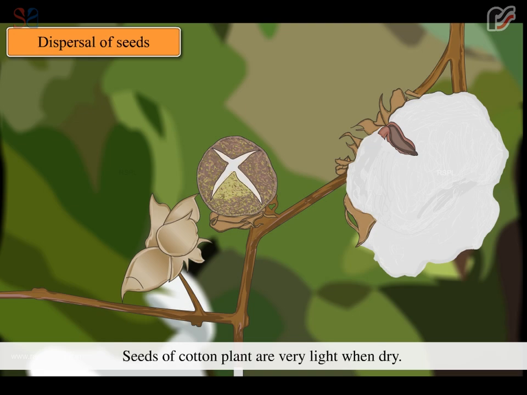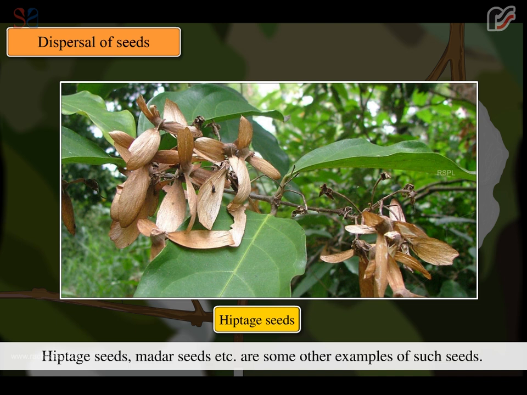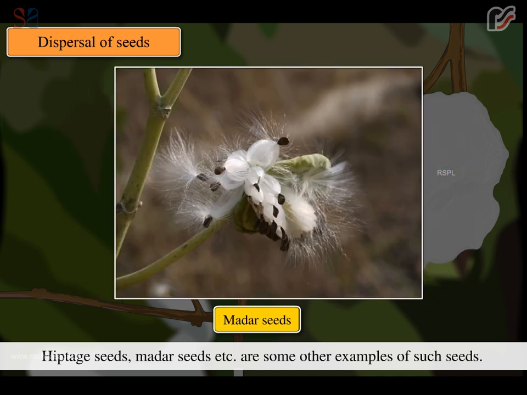Seeds of cotton plant are very light when dry. So, these seeds are easily carried away by wind to distant places. Heptate seeds, madar seeds, etc. are some other examples of such seeds.